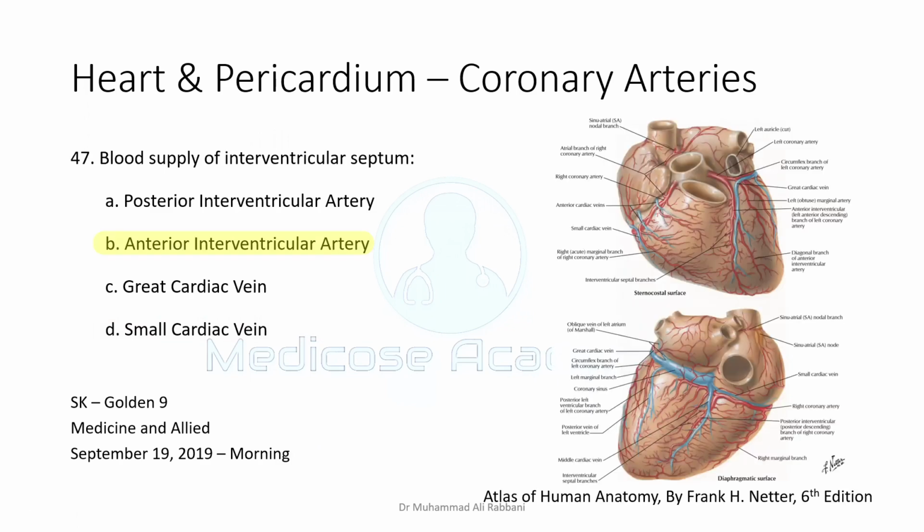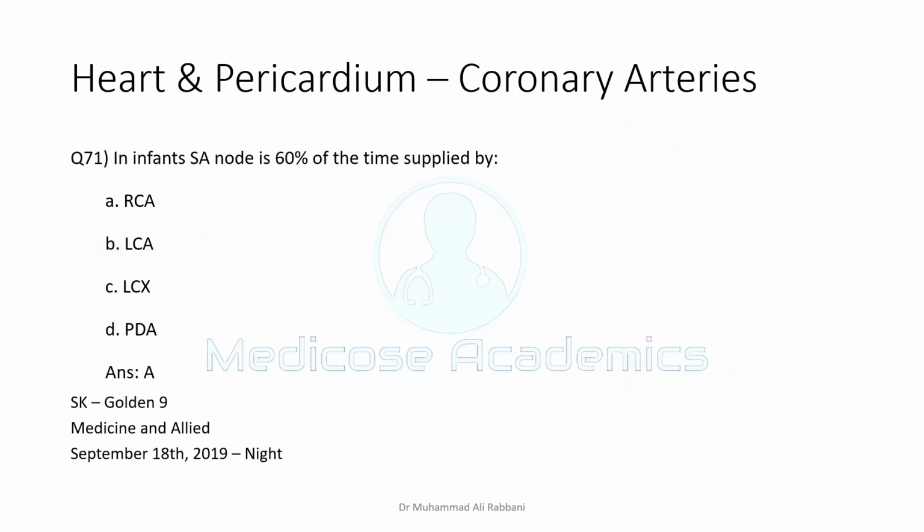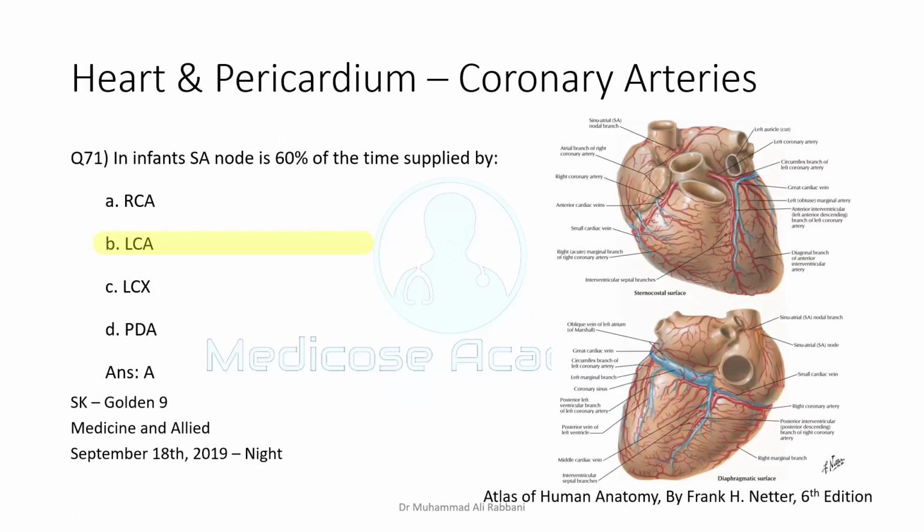Blood supply of the interventricular septum. Again, the same question. The SA node, most of the time, is supplied by the right coronary artery. I'll comment in the section, but I think I am on very solid ground that in Last's Clinical Anatomy it is written that the SA node is supplied by the right coronary artery in 60% of the cases. If you have any reference against this answer, left coronary artery, please do give me in the comments.